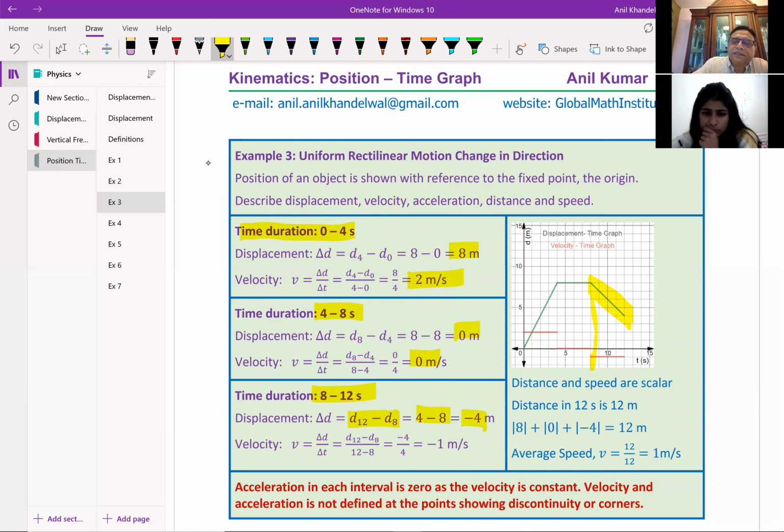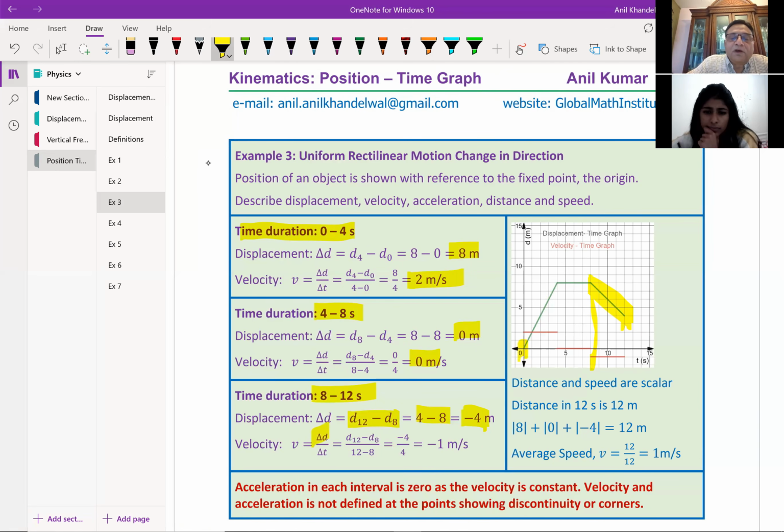So since you can see the position has decreased with reference to the origin, the displacement is negative. The object is now actually traveling towards the origin. It's not going away. It's going towards the west now, correct? Right. Therefore, this is the change in position. So the displacement is -4.